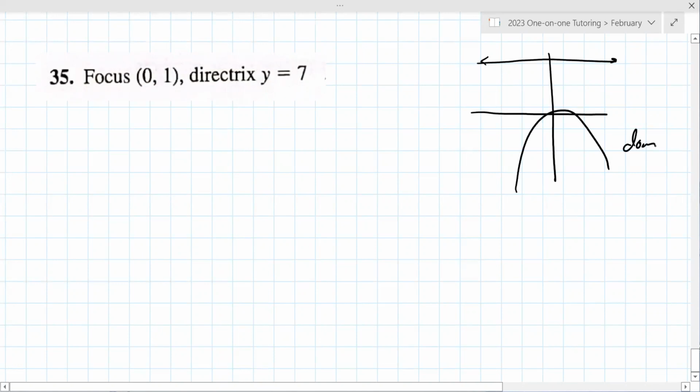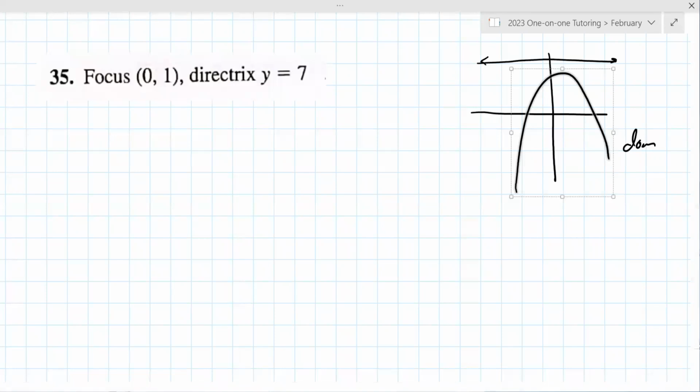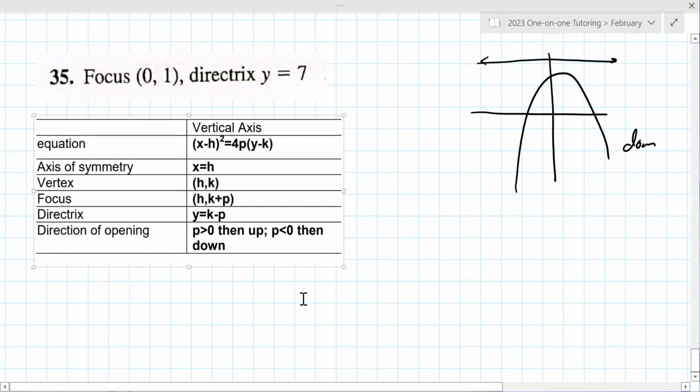Yeah, this isn't quite the right graph, but the key is, does it open up or down? It opens down in this case. So they call it a vertical axis. I actually don't like that. I would rather it say opens up, opens down. So we know it's this one, but if I could write my own sheet, it would say up, down here.